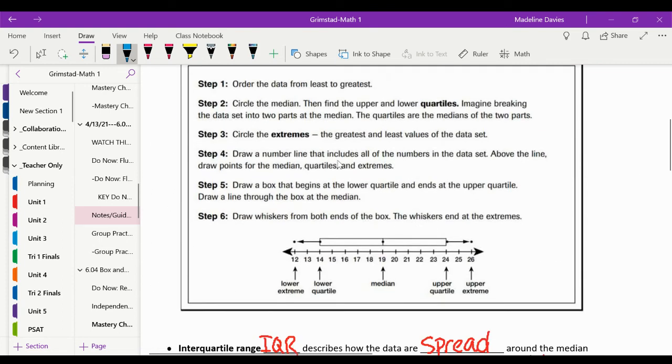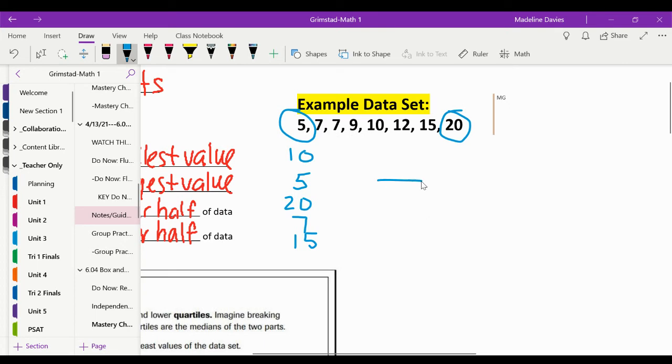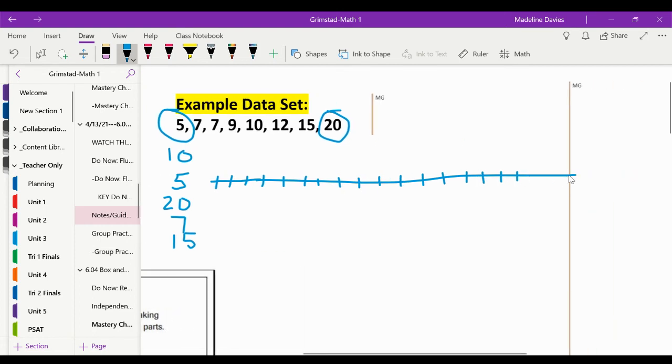And then draw a number line that includes all of the numbers in the data set. Let's actually just do all of this real quick. So I'm going to draw a number line from 1 to 20. 1, 2, 3, 4, 5, 6, 7, 8, 9, 10, 11, 12, 13, 14, 15, 16, 17. Keep going. 18, 19, 20. Okay, so we have from 1 to 20 here.